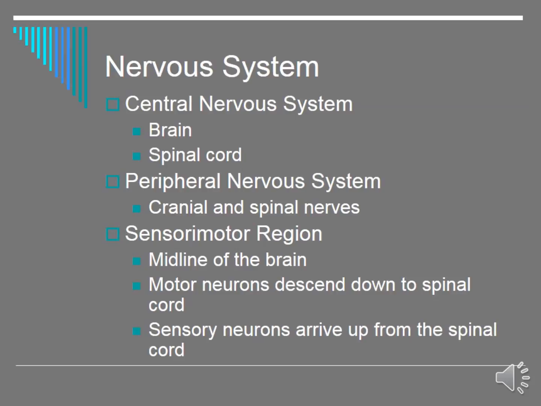The nervous system, remember, is divided into two parts. You have the central nervous system, which is the brain and the spinal cord, and then the peripheral nervous system, which is made up of your cranial and spinal nerves. You have a sensory motor region, which is the midline of the brain. Motor neurons descend down the spinal cord from that area, and sensory neurons come up from the spinal cord in the midline.